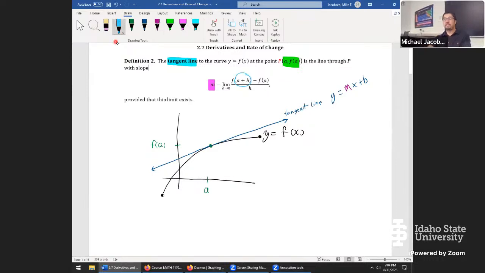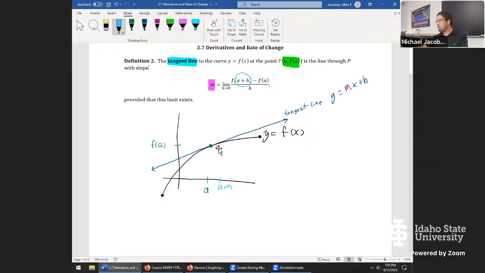Let me draw that in a color that will pop. And that's where the a, f of a is coming into play. h is going to be a really, really small quantity. We assume that because it says the limit as h goes to 0. But also, it has to go to 0 from either side. h could be positive or it could be negative. When I draw my graph, I'm just going to draw it so it has a positive h. But note that h could be positive or negative. So I'll put a plus h right here.